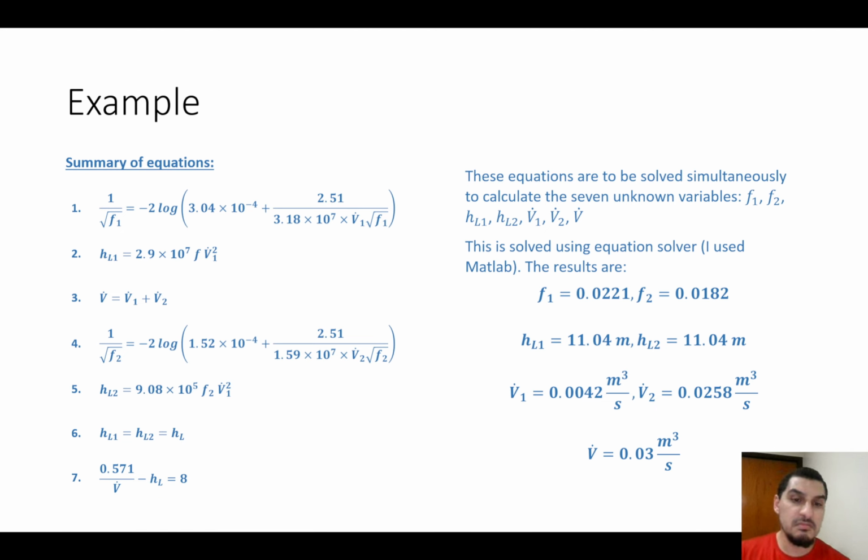I just want to remind you that this was a very simple example. If we have more branches, or if we have branches in parallel and in series in the same problem, it would be even more complicated, and we might have like 10 or 15 equations and 15 unknowns. I hope this clarifies how to deal with these kinds of problems.